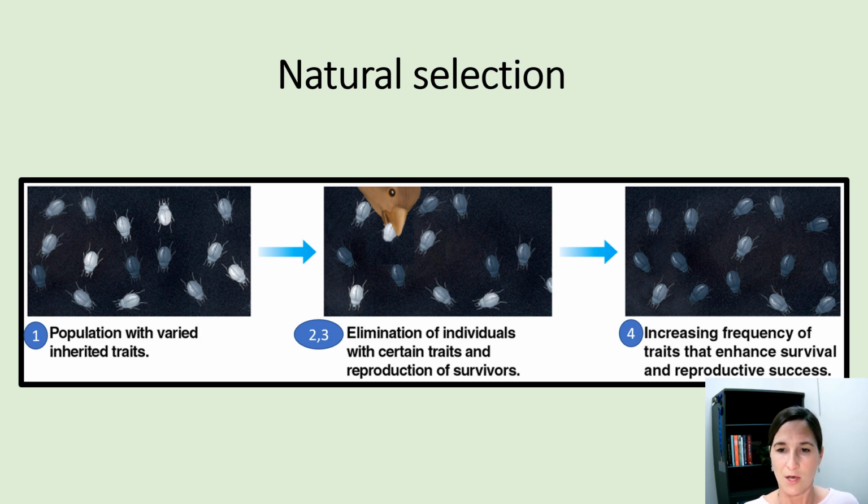Okay, step 4. What we see in step 4 is that there's this increased frequency of traits that enhance survival and reproductive success, right? And this is evolution by natural selection. As a result of natural selection, the frequency of the dark colored beetles in this population increased. Those organisms were better suited to their environment, and so they were the ones that survived and reproduced, right? That resulted from just variation in the population. And those organisms that were better suited to the environment survived and reproduced.